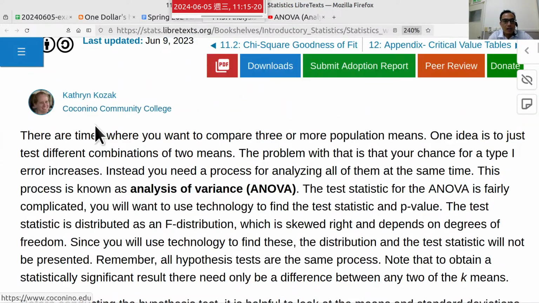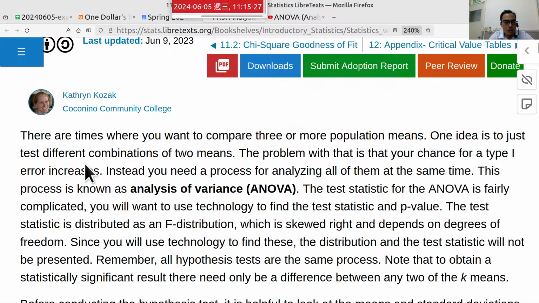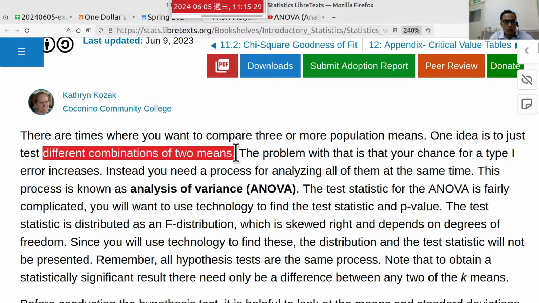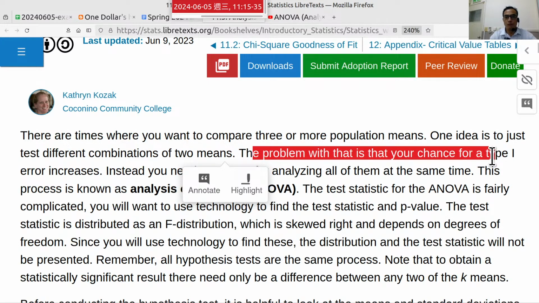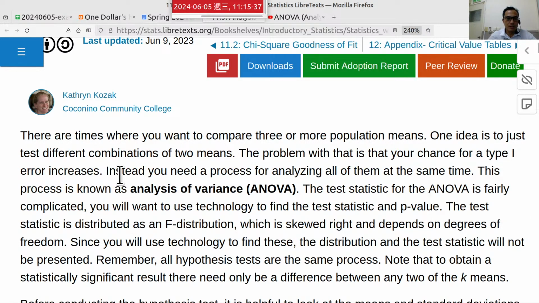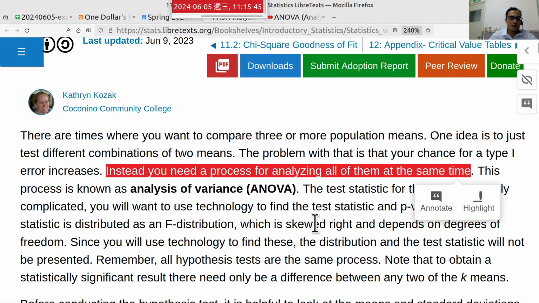Okay, there are times you want to compare 3 or more population means. One idea is just to test the difference of each combination of 2 means. The problem is that your chance for type 1 error increases. Instead, you need a process for analyzing all of them at the same time. This process is known as analysis of variance, that is ANOVA.